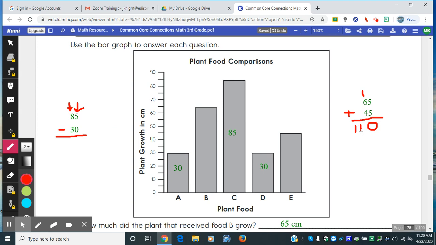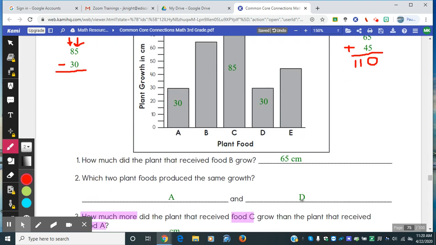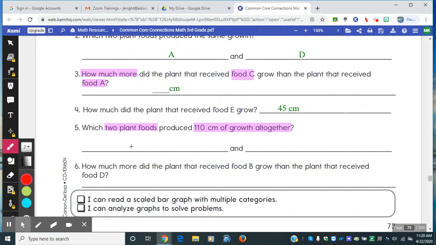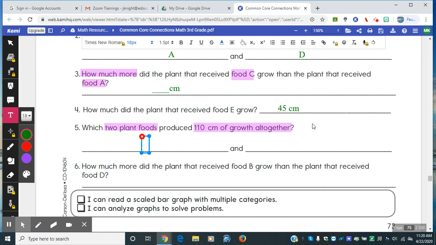There we go. What I'm using here is called trial and error, which means I try it, and if I mess up, I try it again until I get it right. And it is one of the strategies you can use in a situation like this, trial and error. So 65 and 45 worked, which means plant food B and plant food E add up to 110. So that's what we're going to write here. Which two plant foods produced 110 centimeters of growth? Plant food B and plant food E.